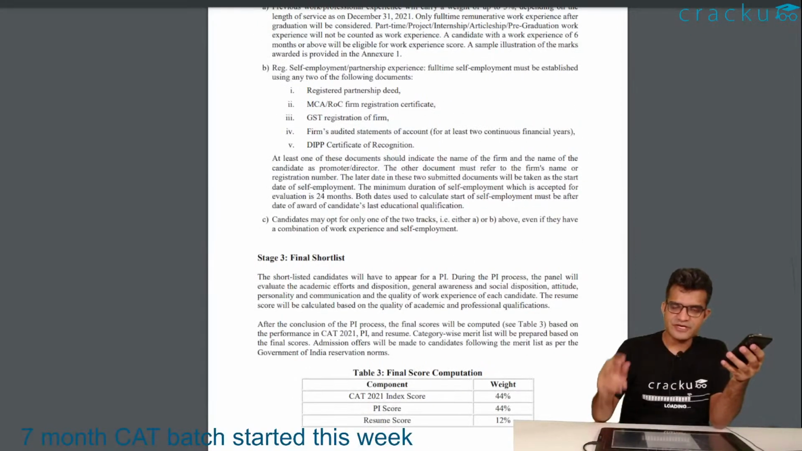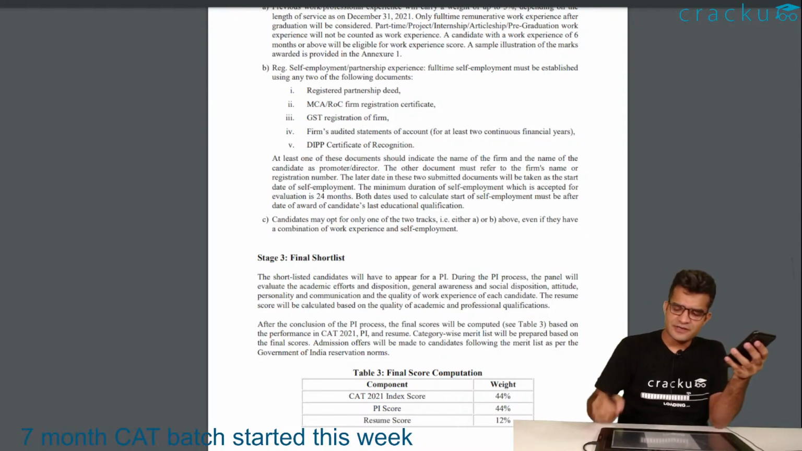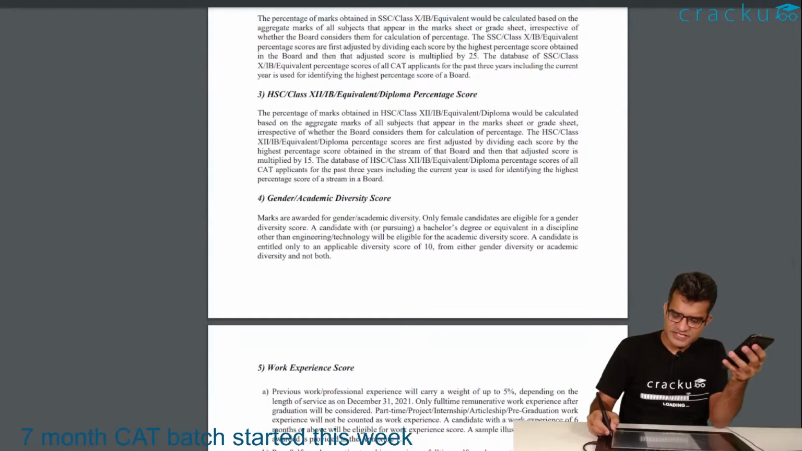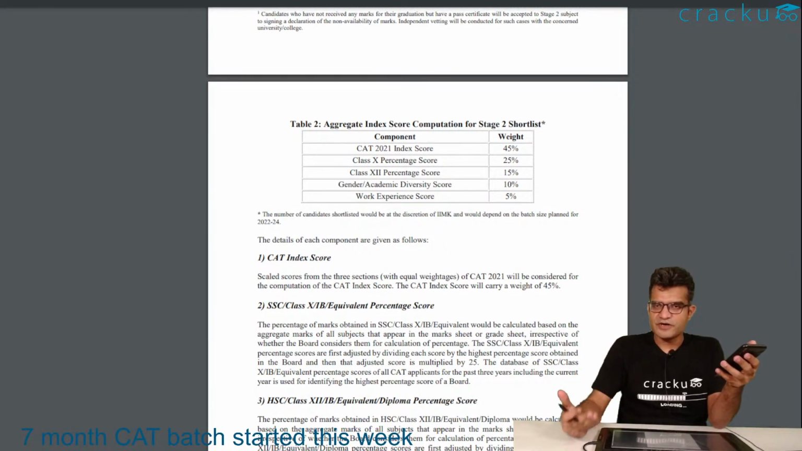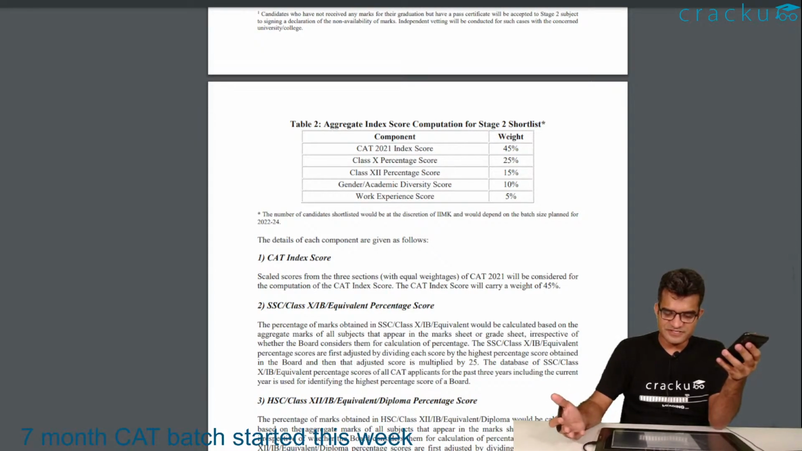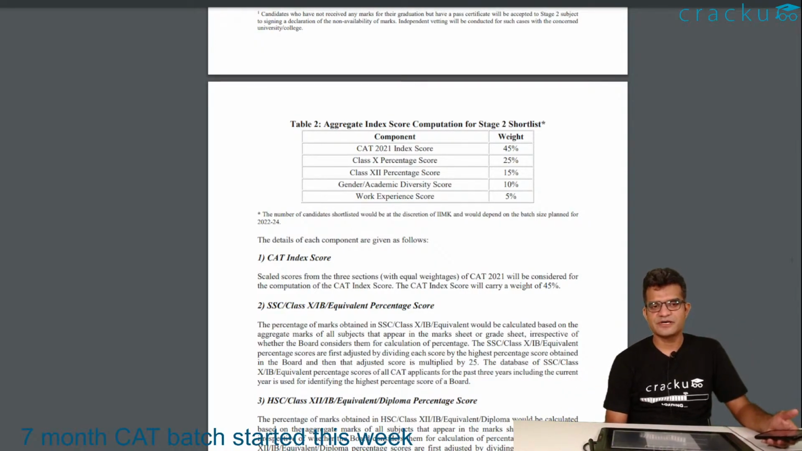Here the resume is slightly subjective. So in these kind of institutes where there is some sort of subjective criteria, it might matter. But normally for shortlisting, even for IIM Kozhikode, 45% of the weightage is for CAT, 25% is for 10th, 15% is for 12th, 10% is for gender and academic diversity, and 5% is for WorkEx. Now, when you're having a gap, it will matter in the interview, because in the interview, they are going to ask you questions about why there is a gap.